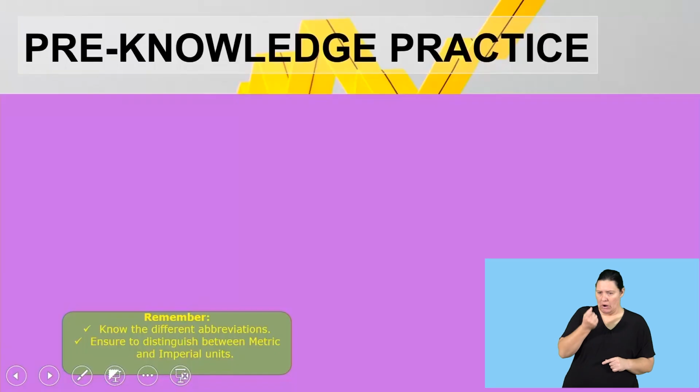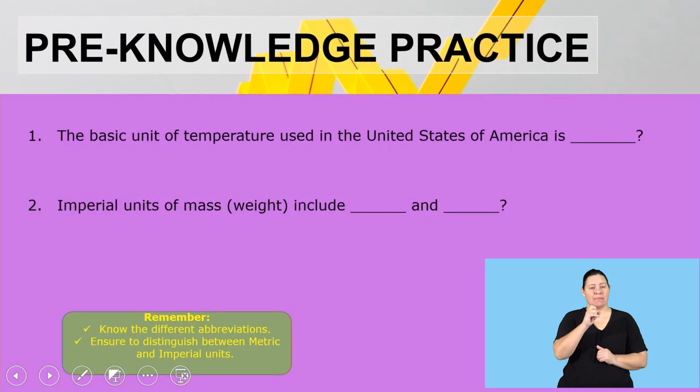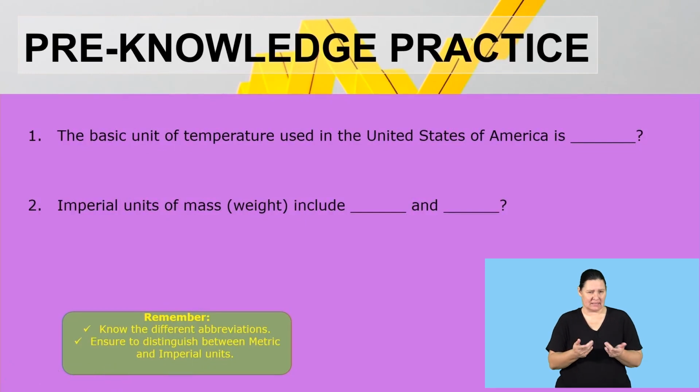So I have a little pre-knowledge practice for you. Relax, guys. It's not a test. It's just to see where we are at, and also so that you can check yourself. The first question: the basic unit of temperature used in the United States of America, for that matter, is what? Yes, I agree, that is indeed degrees Fahrenheit. All right, second question: imperial units of mass, that is now weight. What does that include? Yes, of course, that is your pounds and your ounces.